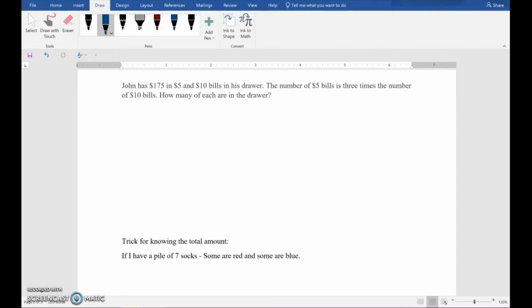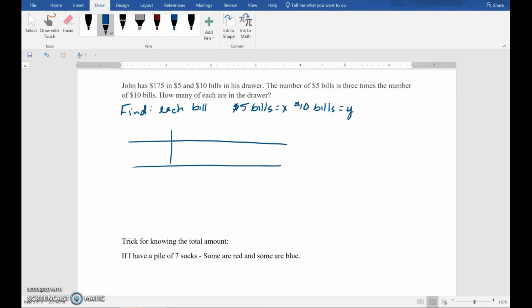So again, we've read the problem completely. What are we trying to find? Each bill. What specifically are we talking about with each bill? We've got $5 bills. Let's call it just X. And we've got $10 bills. Let's just call it Y for the moment. Okay, we've got variables. Let's go ahead and do our little chart.